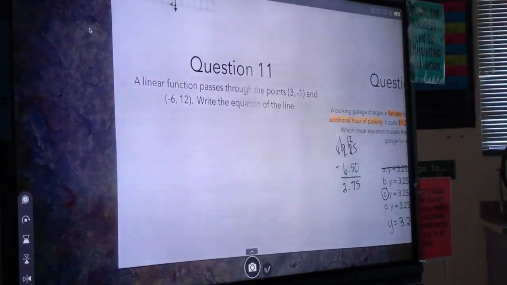But you didn't write the equation. Oh, so you've got to write the equation. Whoa, good catch though.